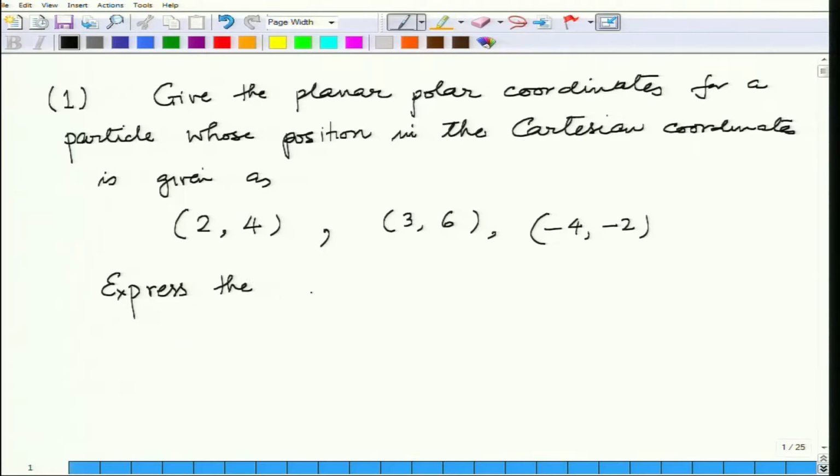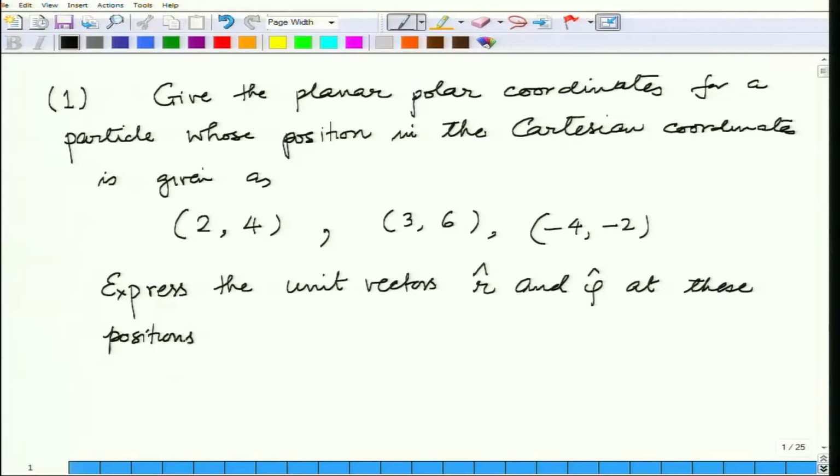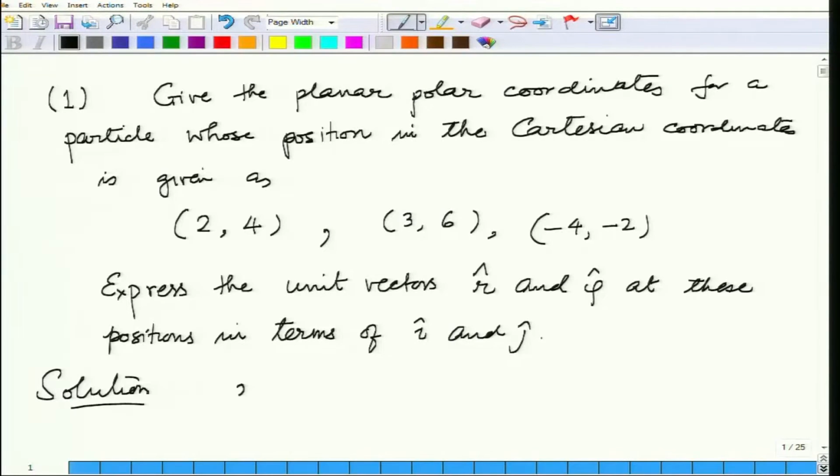In addition, we would also like to express the unit vectors r and phi at these positions in terms of vectors i and j. So, let us take the first one, where we have x equals 2 and y equals 4.